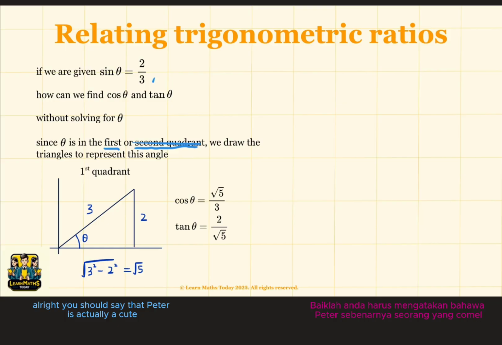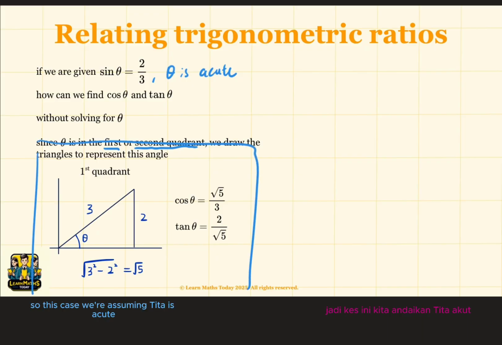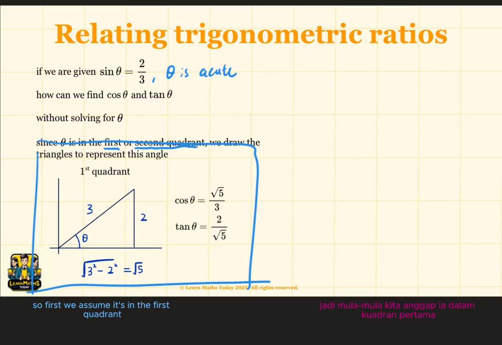It should say that theta is acute, right? If not, we won't know if it's the first or second quadrant. In this case, we're assuming theta is acute, because we know that theta can be either in the first or second quadrant. So first we assume it's in the first quadrant. Then we draw this to show the first quadrant, and we draw the triangle like this. Right, then this is theta.